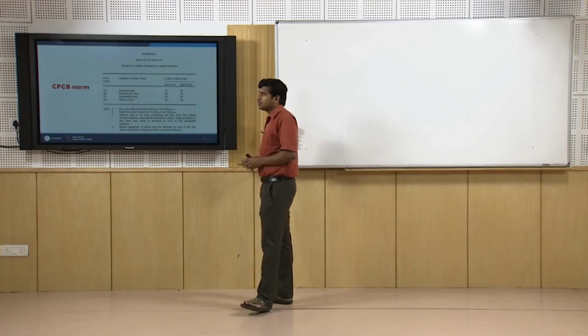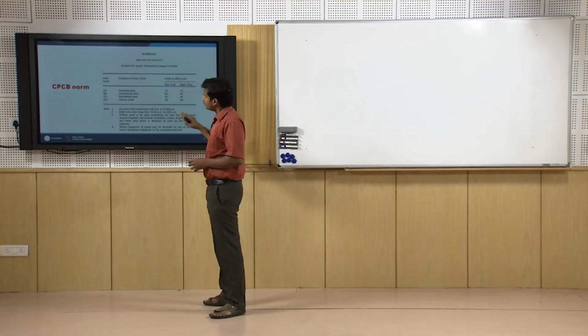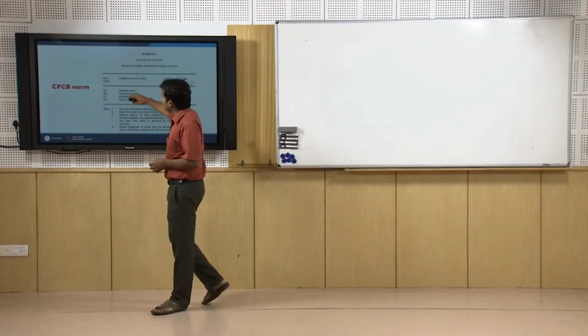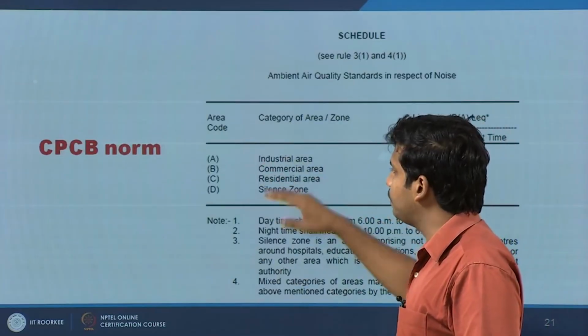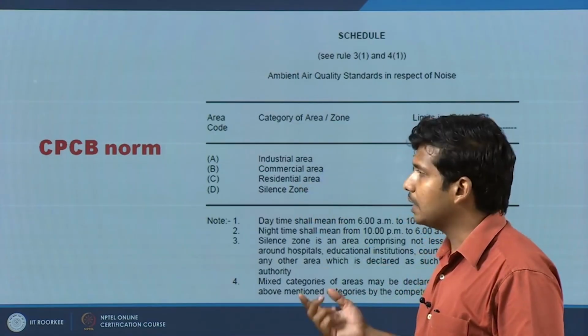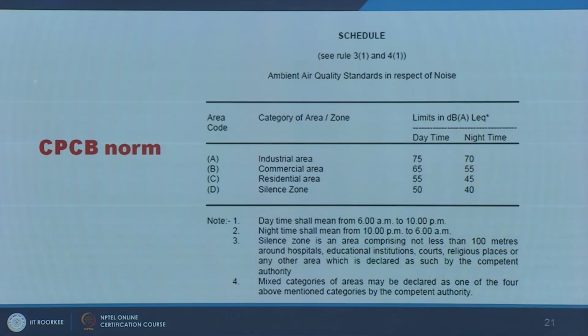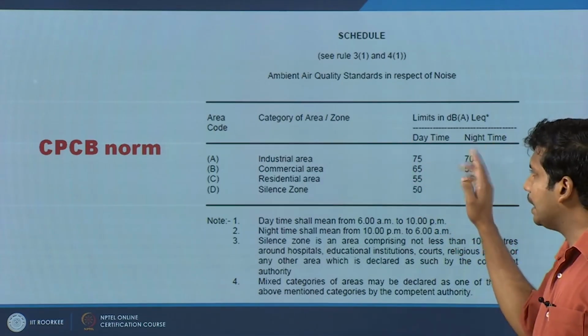What does our pollution control board talk about? It gives a simple table where different areas, zones are defined, 4 different zones: industrial area, commercial, residential and silent zones. Silent zone could be a hospital or a school. Limits of dBA, sound pressure level, LEQ, I will talk about LEQ in a little while. They have given for day and night time.